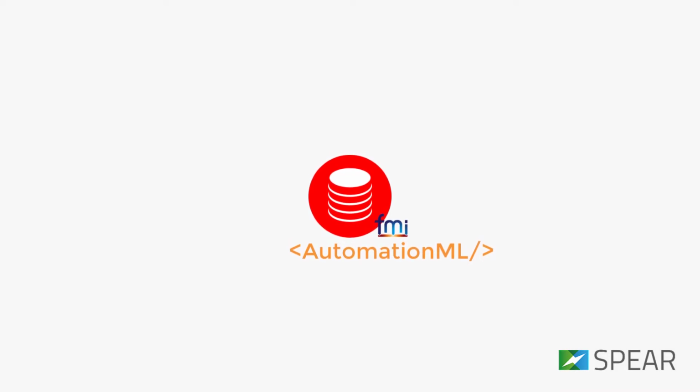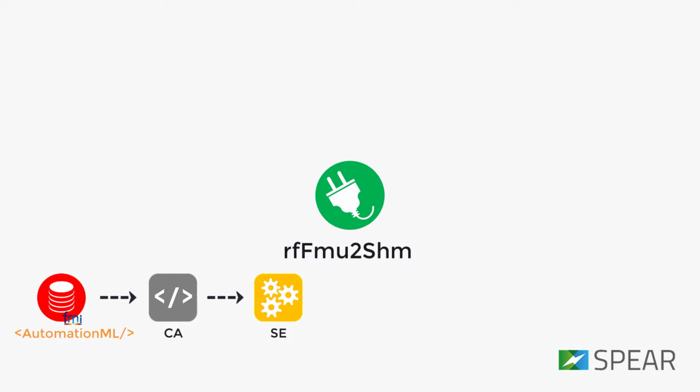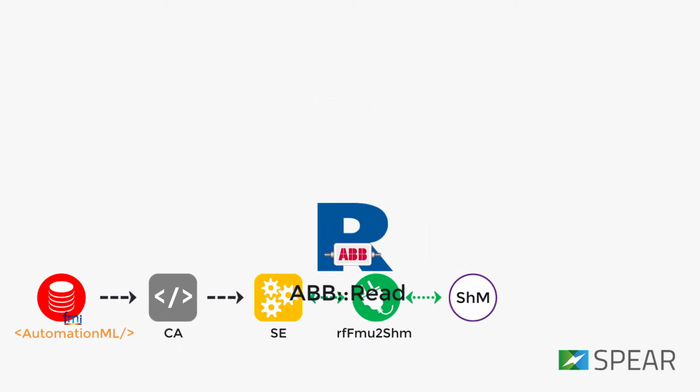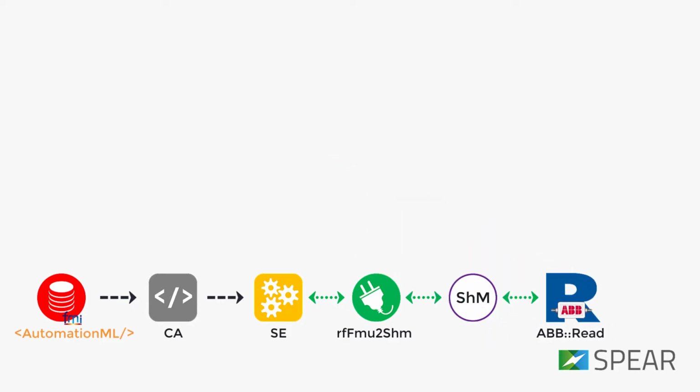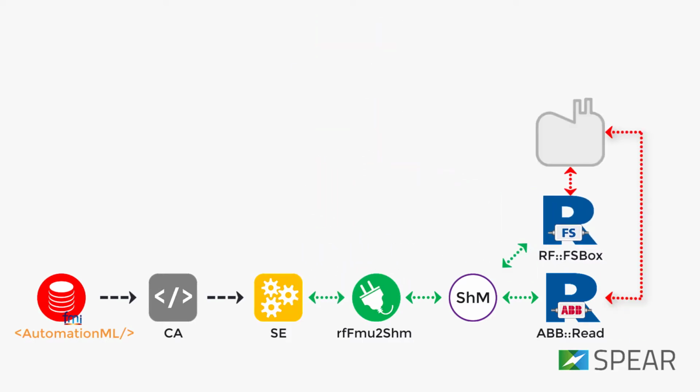To achieve this, in SPEAR we focus on energy models based on standards like AutomationML and Functional Mockup Interface. As a result, we developed a simulation environment based on an existing FMI library without any external requirements to other tools. For this, we create an adapter as an FMU which connects the simulation environment to the EKS shared memory concept. With this, we can connect the existing tools ABB Read to get signals from the real robot controllers, as well as FSBox to get signals from real PLC.